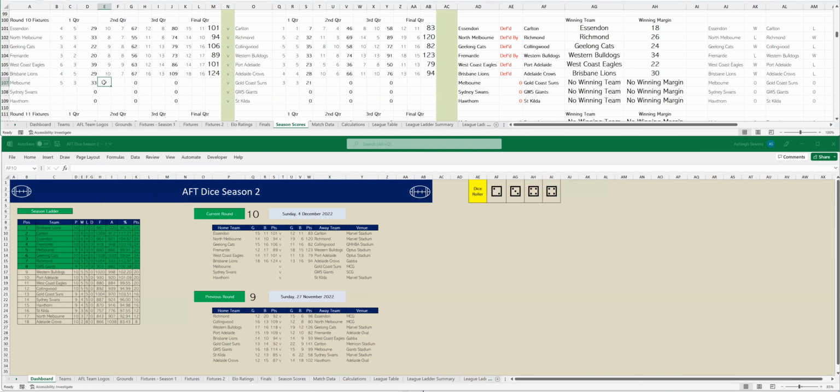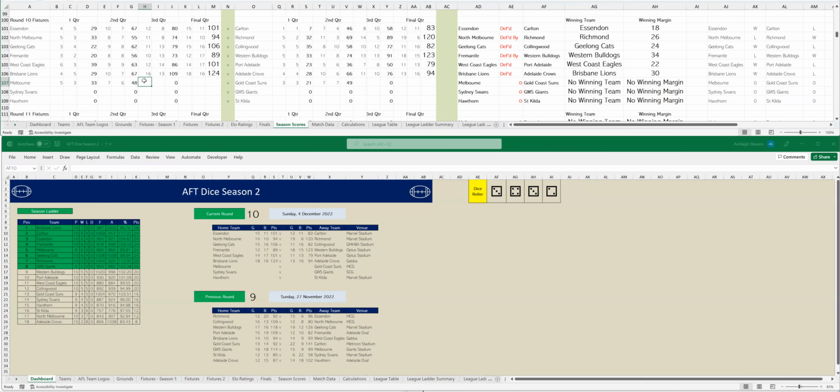Melbourne have kicked 2 goals, 3. So 7 goals, 6. To Gold Coast, 4 goals, 4. So that's 7 goals, 7. And at half time, Gold Coast are leading by a point. Let's go to the third quarter.